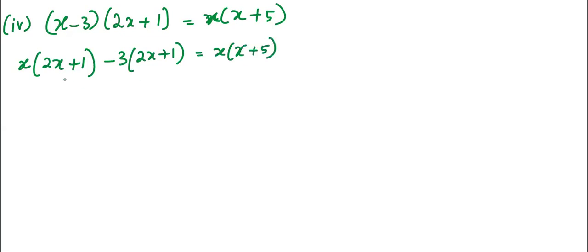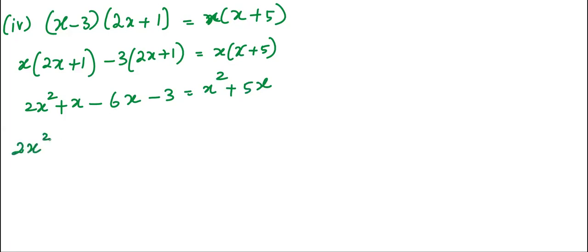Now next thing. So x into 2x will become 2x square. X into 1 will become x. Minus 3 into 2x will become minus 6x. Minus 3 into 1 will become minus 3, which is equal to, again, do the distributive property. X into x will become x square. X into 5 will become 5x. Now let's bring all the terms to one side.